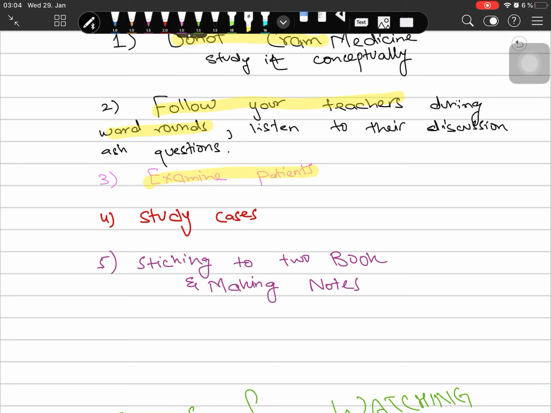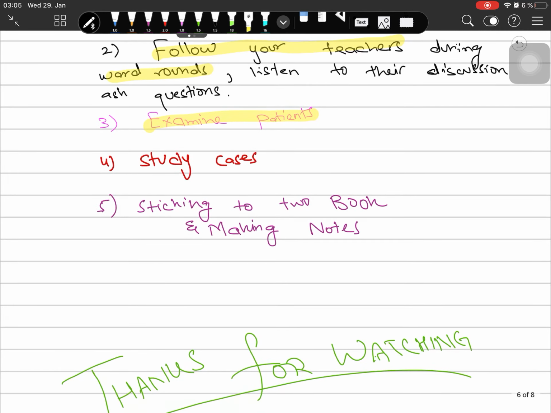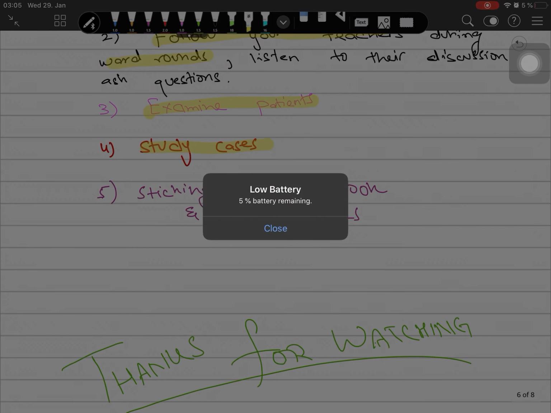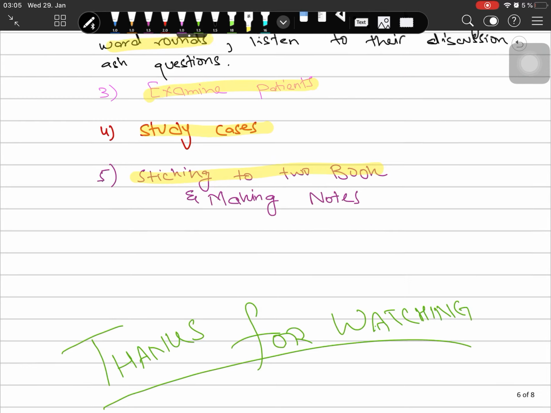Examine patients. You should have a firm grasp of examining patients, because just by examining you can rule out certain differentials, and even maybe confirm your diagnosis. Study cases, at least one or two a day, sticking to two books and making notes. But if you carry an iPad, you don't need two books because you can simply refer to the main book.